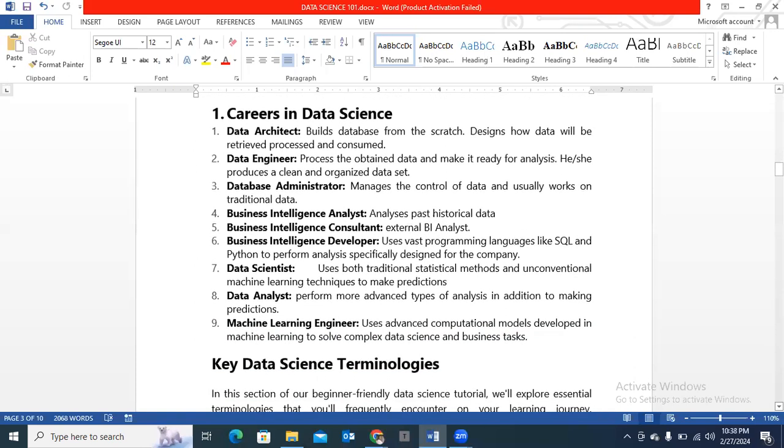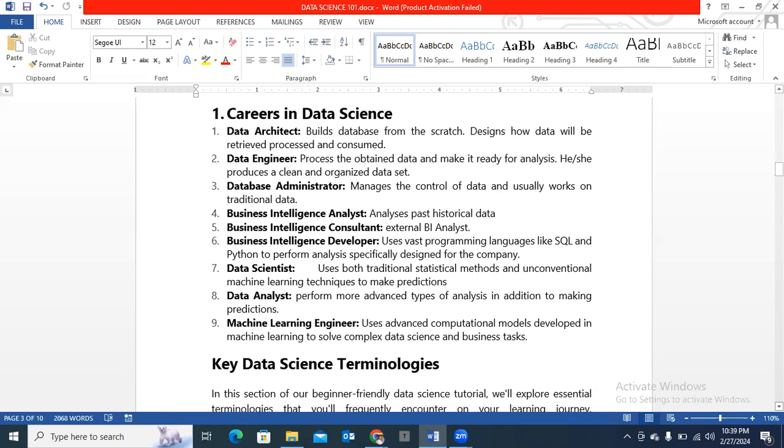Then a data scientist. Who is a data scientist? A data scientist uses both traditional statistical methods and the unconventional learning and machine learning techniques to make predictions. A data scientist makes predictions by using the statistical methods on data and machine learning techniques. So it makes decisions. Who is a data analyst? The person performs the duty of a data scientist. In addition to making predictions, he also performs advanced analysis.